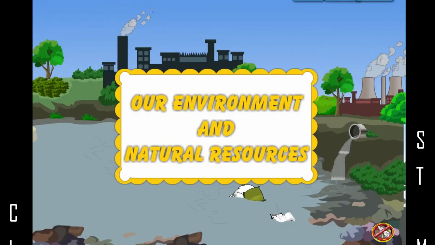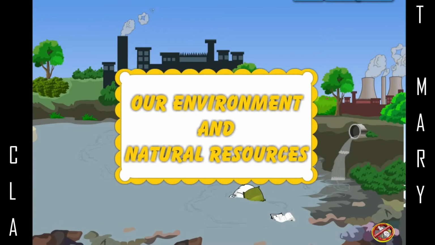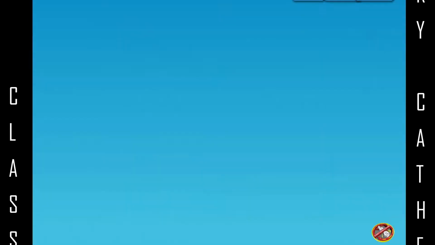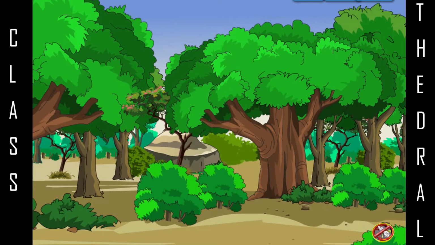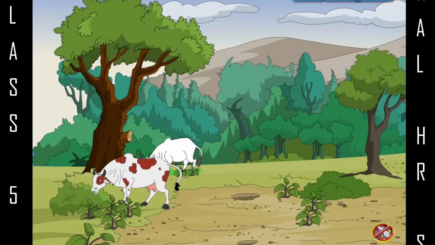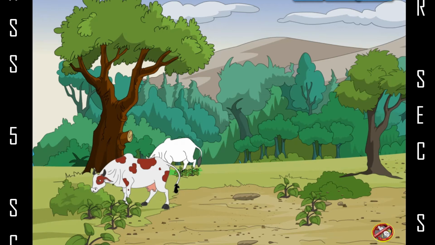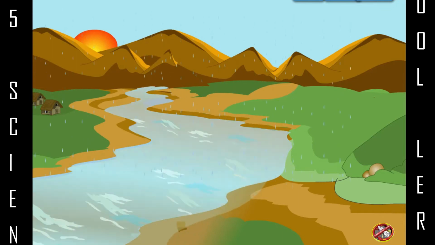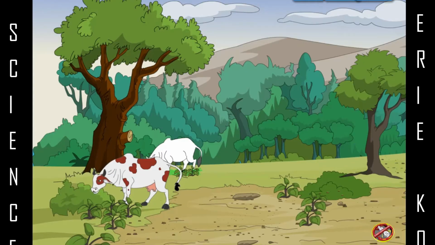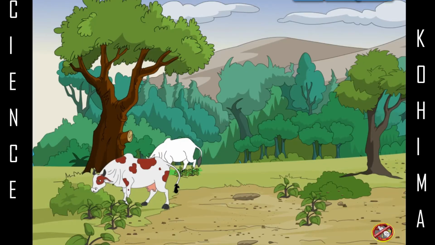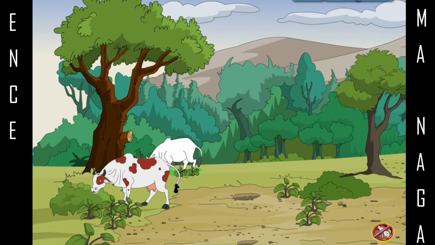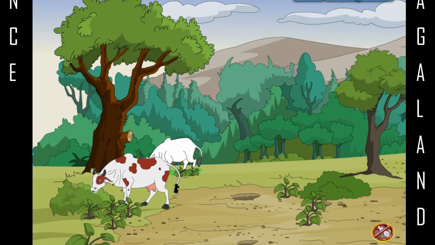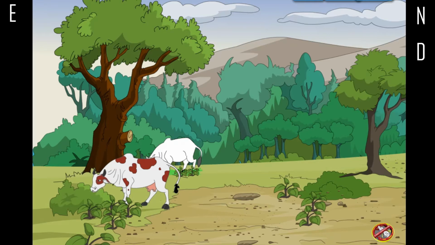Lesson 13. Our environment and natural resources. There are so many things around us, like plants, animals, soil, rocks, and water. All these living and non-living things form our surrounding. The surrounding in which we live is called environment.